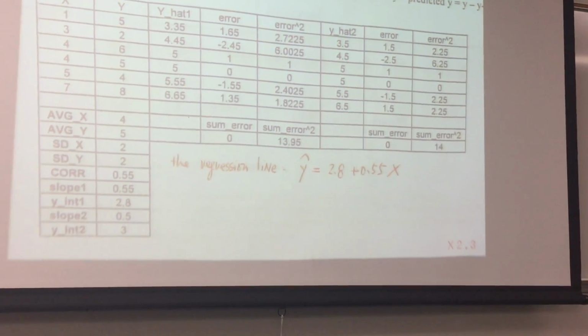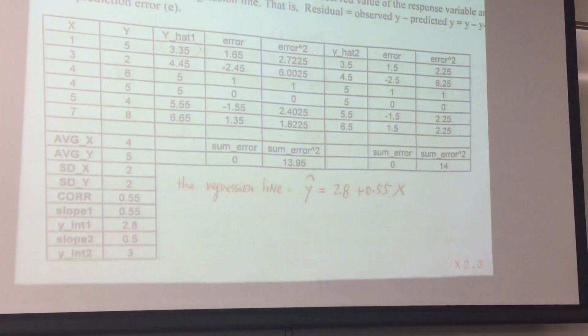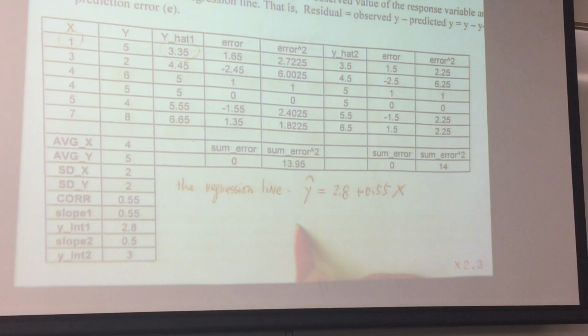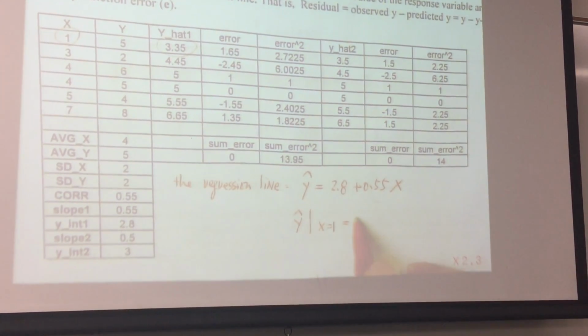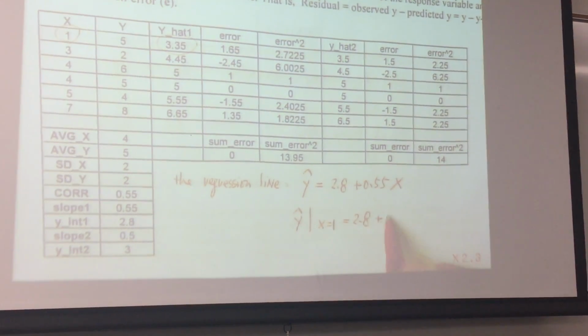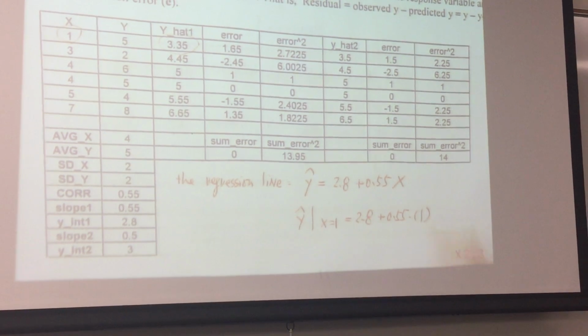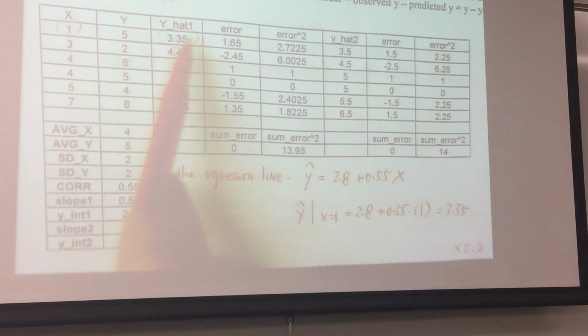Now, look at the table here. How do we get 3.35? It is obtained by plugging in x equal to 1 and evaluating y hat. That is 2.8 plus 0.55 times x, which is 1. And that number is 3.35.